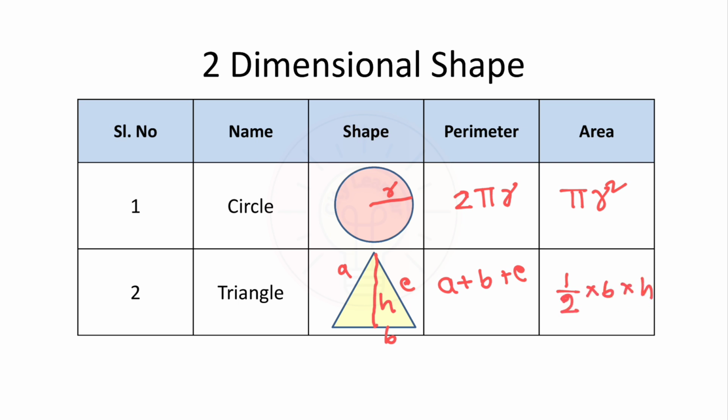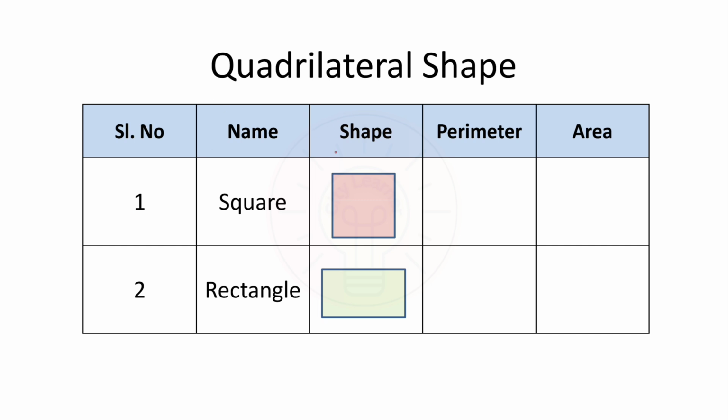Now we discuss the quadrilateral shapes. The first one is the square. A square has all four sides equal, so the perimeter is 4a and the area will be a square. In a rectangle, opposite sides are equal and parallel, with length L and breadth B. So the perimeter will be 2 into L plus B, and the area will be L into B.